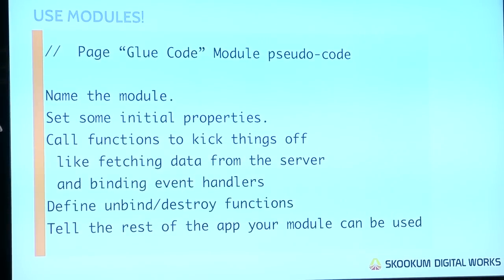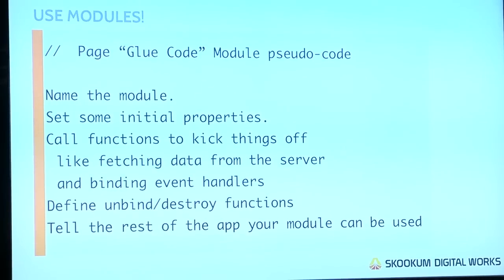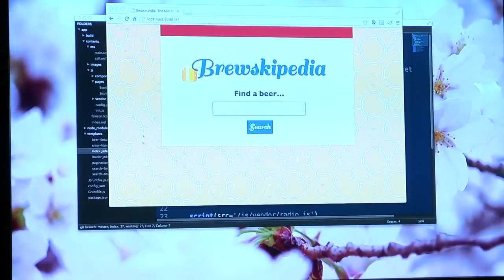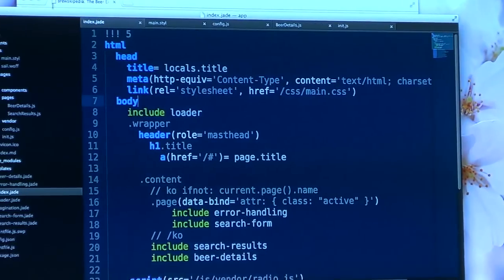So of course, first you name it, set initial properties. You're going to call some functions to kick things off. Typically, I'm always fetching data from servers and binding events. You also want to include unbind and destroy functions so you properly clean up after yourself, because that's super important in single-page apps. And then you have a provide statement so that you tell the rest of your app your module can be used and what the name is. So I'm going to show a couple of modules that are used in my demo app.